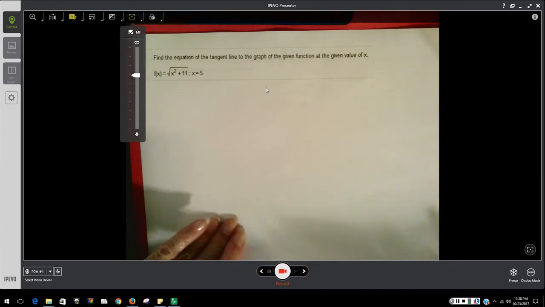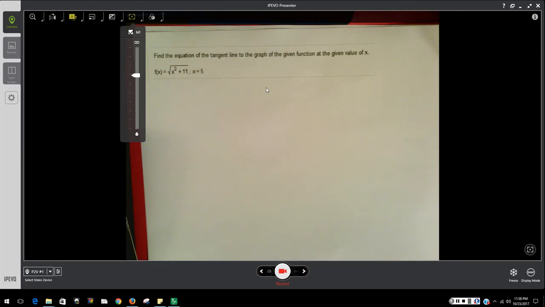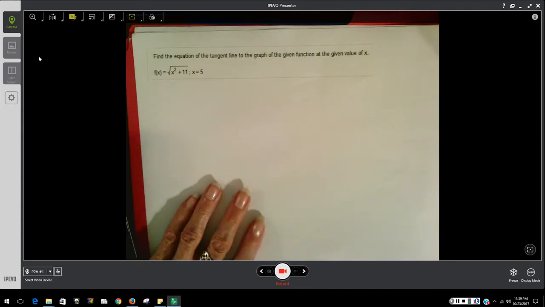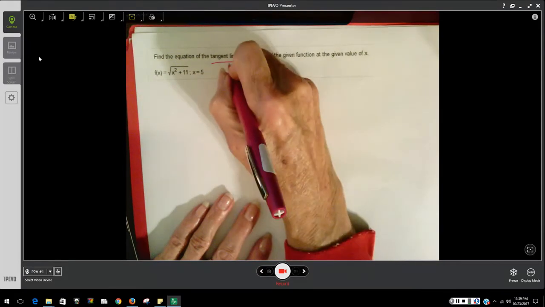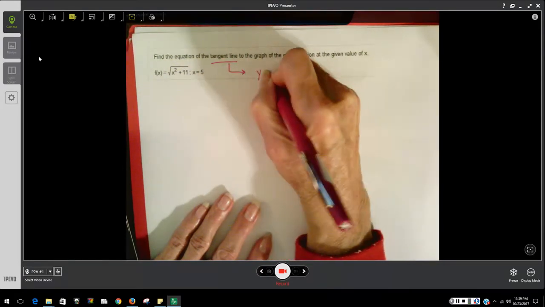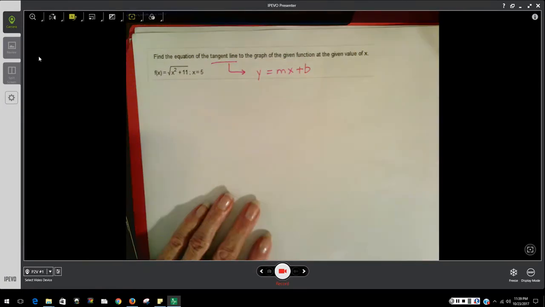This will be our, let's see, next to the last example. This example says find the equation of the tangent line to the graph of the given function at the value of x that's stated. So first of all, we need to find the equation of the tangent line. And please remember the tangent line looks like y equals mx plus b because it's a straight line.